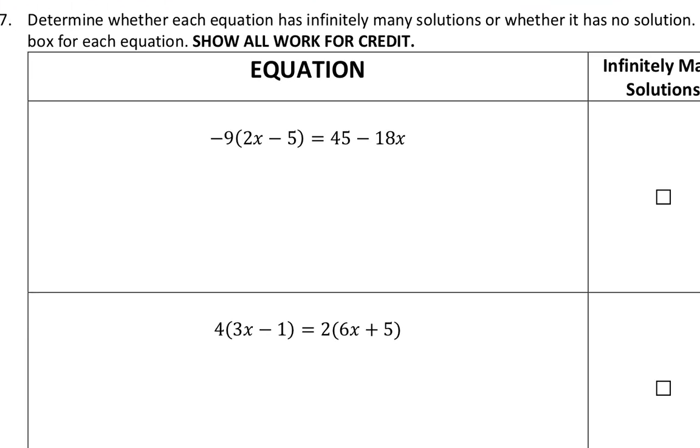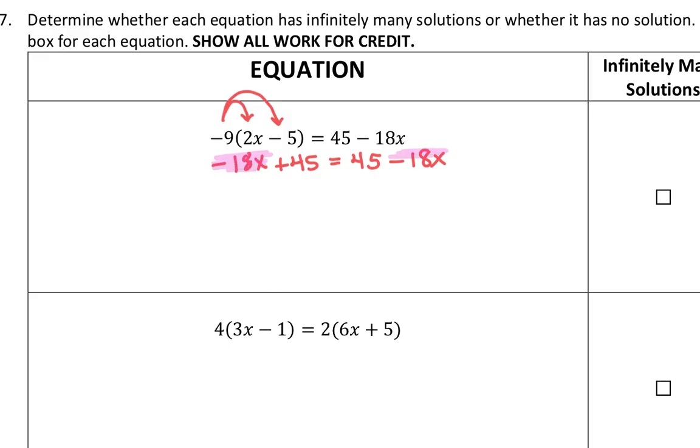So number in front, remember the number in front, we have to distribute. Negative 9 times 2 is negative 18x. Negative 9 times negative 5, positive 45. Equals, we haven't done anything on the right side, so I'm going to bring the right side down. Okay, from here, we can highlight the variables.